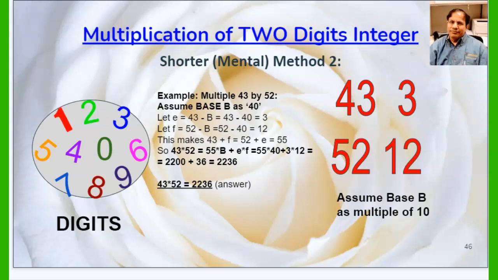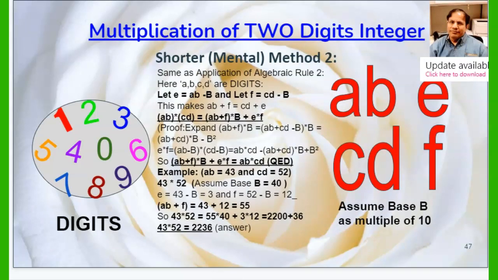So we end up with 2336. Now we can express the multiplication of two digits by the shorter method 2 using symbols.